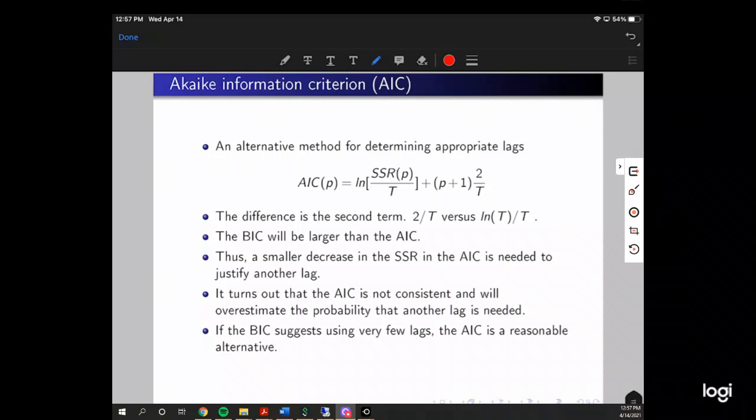Another way to look at it is the AIC. An alternative method for determining appropriate lags is given by this formula. The only difference is now we have 2 over T instead of log T over T. Essentially, it's just another way of looking at this. If you aren't really happy with the number of lags the BIC suggests, then the AIC is a reasonable alternative.